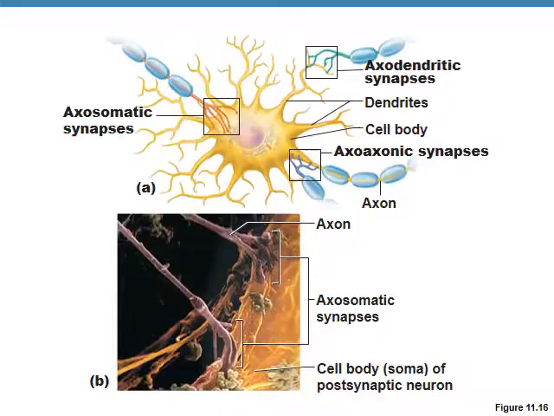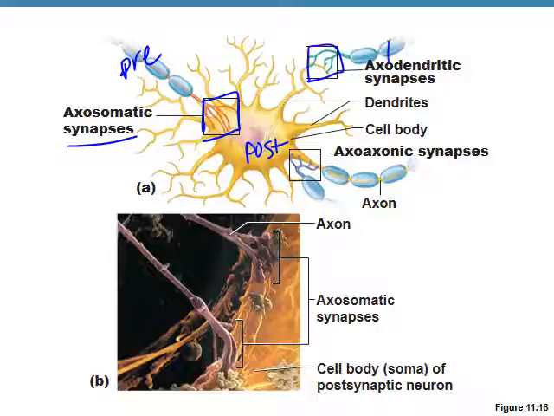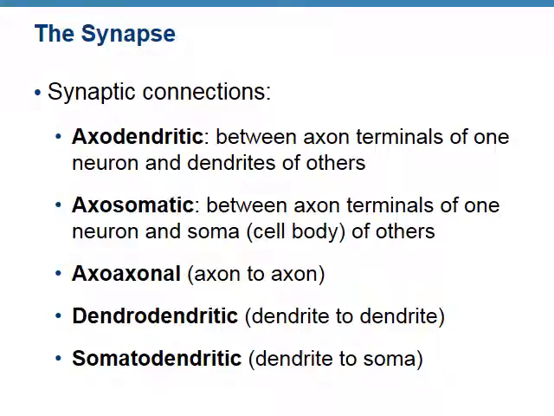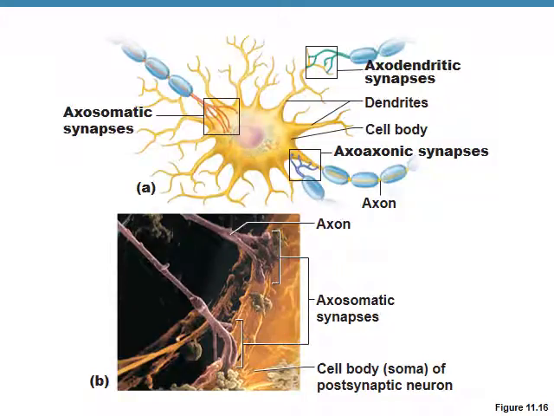So here we have a site of synapse. This neuron is presynaptic, this neuron is postsynaptic. Here's another site of synapse. This one is pre, this one is post. Here's another site of synapse. This one is pre, this one is post. So let's look at all of these sites of synapse.